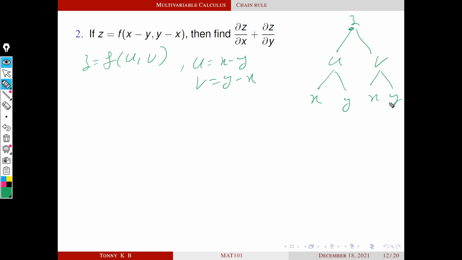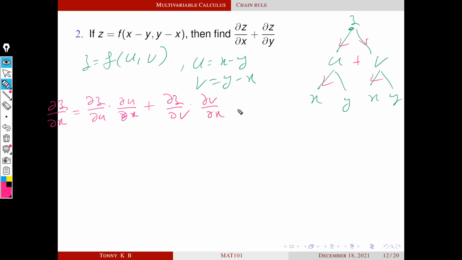So now it is clear. You have to find ∂z/∂x, so you differentiate along this leg, plus you differentiate along this leg. Similarly, you can find ∂z/∂y. So what's the formula? ∂z/∂x is equal to ∂z/∂u into ∂u/∂x, because u depends on two variables, that's why ∂u/∂x instead of du/dx, plus ∂z/∂v, this leg, into ∂v/∂x.